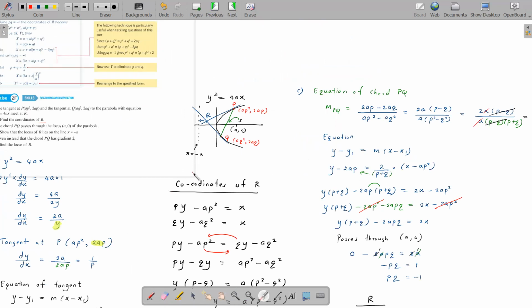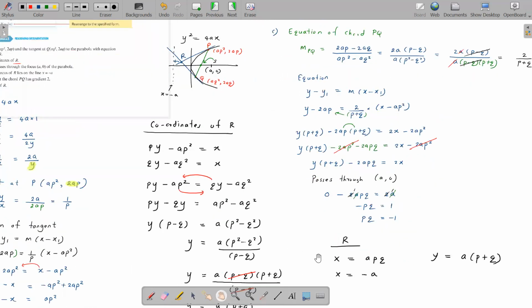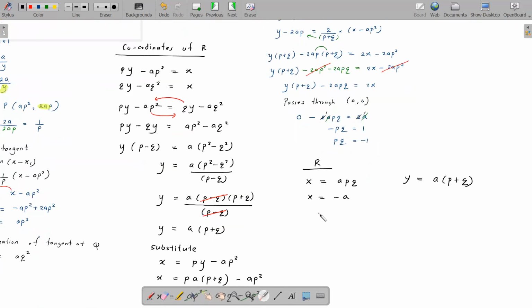So they're asking for the locus of R. Locus means you need to give your answer always in what form? Whenever they ask you to give a locus, it must always be given in Cartesian form. Cartesian form means there are no parameters. Do you see that x equals -a has no parameters? So this is the locus of R. Basically, all points of R will lie on this particular line. Whenever they ask you for a locus, make sure you give a Cartesian answer. There shouldn't be any parameters. So this part we can cut, and this is the locus of R. Do you understand?